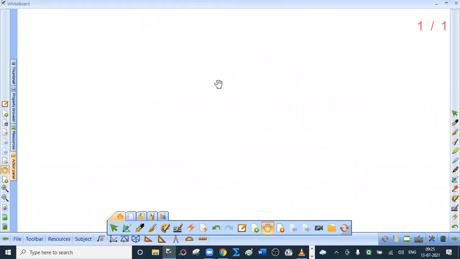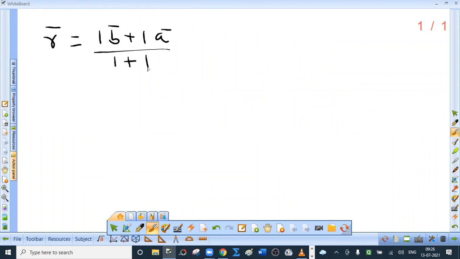Now there are two corollaries of this. The first one is the midpoint formula. R can be the midpoint of segment AB. It need not be, but it can be. So in that case, the ratio of division is 1:1. So what is R bar? It is nothing but (1 B bar + 1 A bar)/(1 + 1). Now addition of two vectors is commutative, so it is just (A bar + B bar)/2. So this is the midpoint formula.